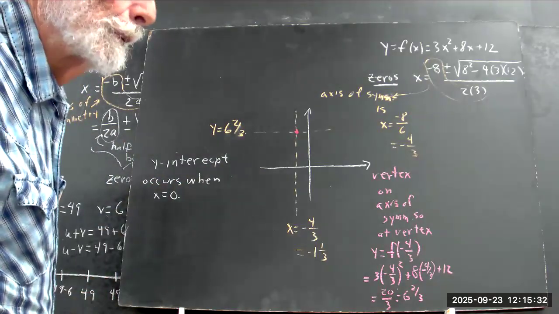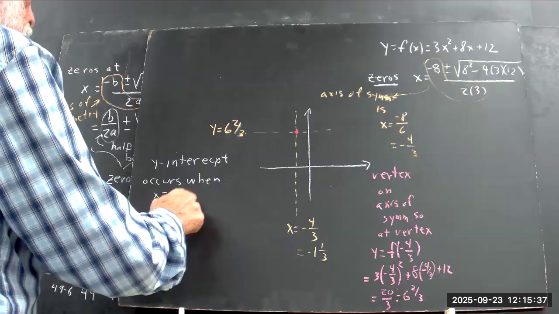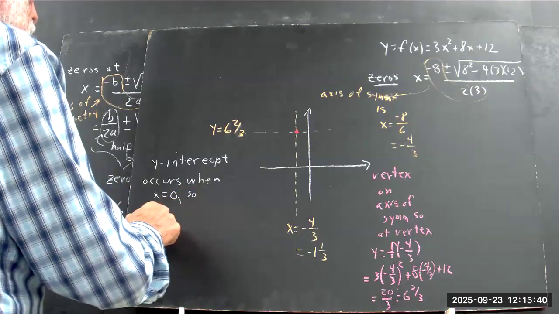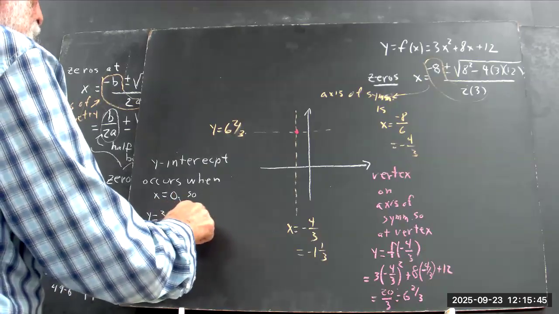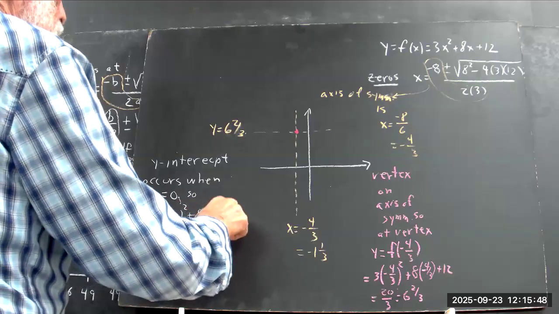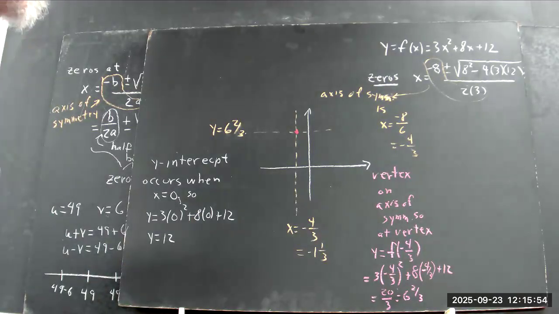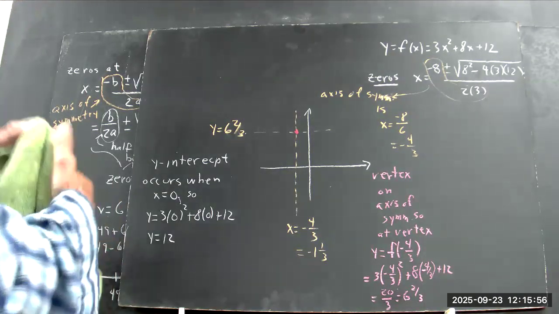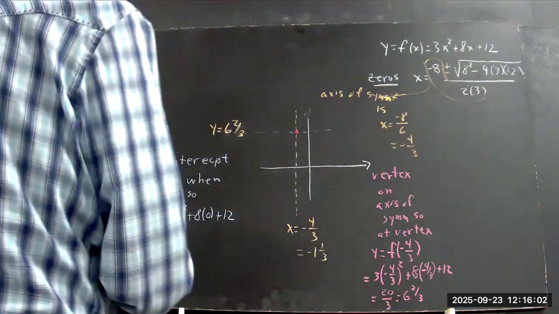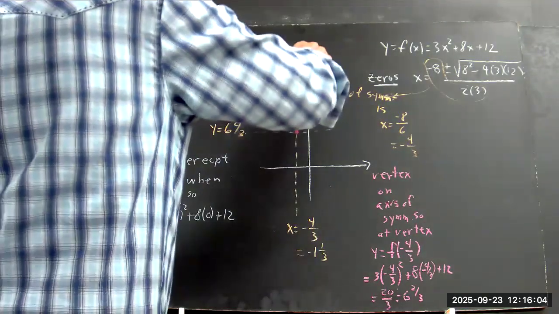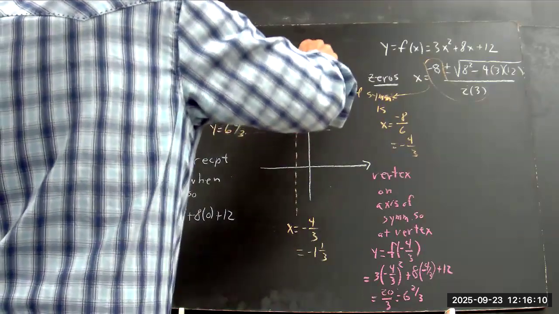It occurs when x equals 0. So y equals 12. Now, what's that tell us about the graph? It tells us that the graph goes through the y-axis at y equals 12. And I'm going to have to extend my y-axis a little bit.